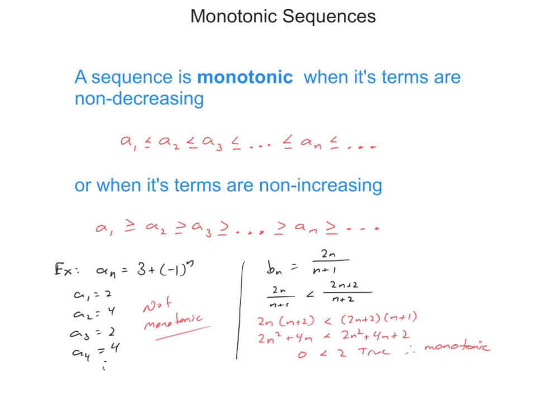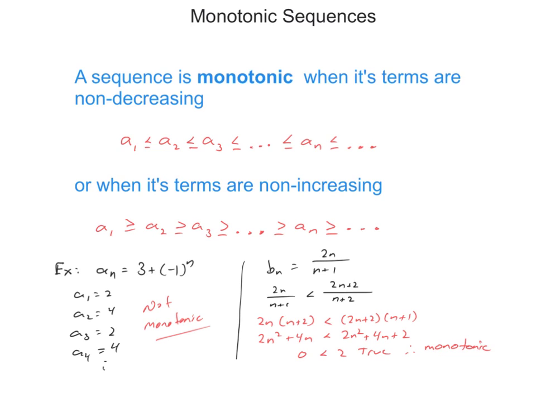So when I cross multiply, I'll get 2n times n plus 2 is less than 2n plus 2 times n plus 1. Now keep in mind, I know that these are all positive values because n is a positive integer. So I don't have to worry about n plus 1 or n plus 2 being negative and changing the sign of the inequality. So I have this. And when I multiply that out, I get 2n squared plus 4n on this one. And when I FOIL that out, I'll get 2n squared plus 4n plus 2.